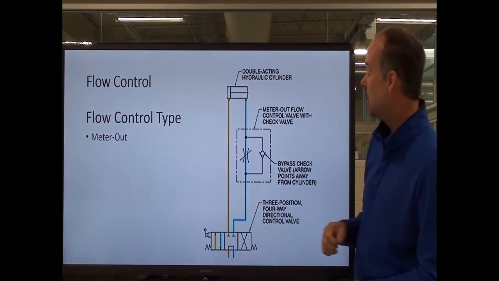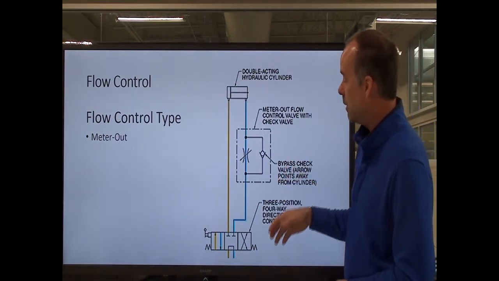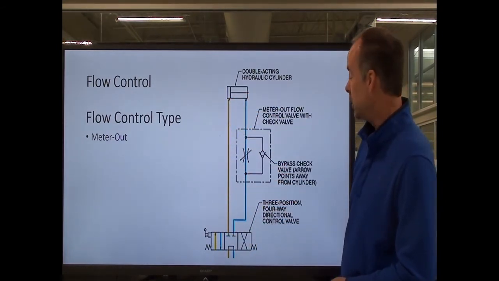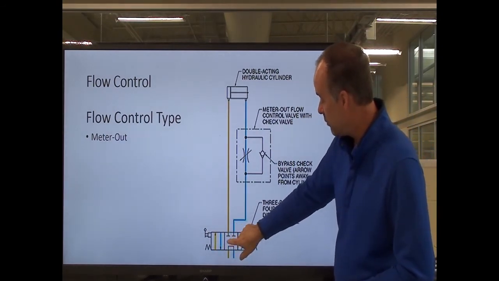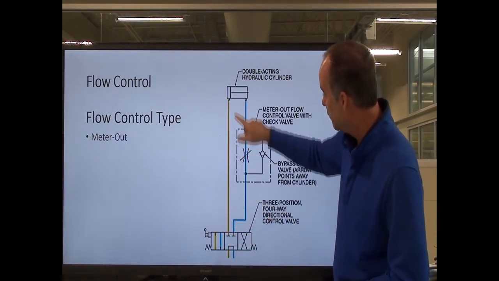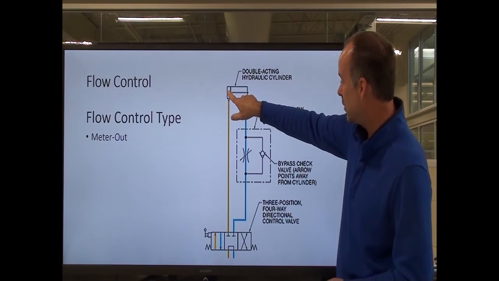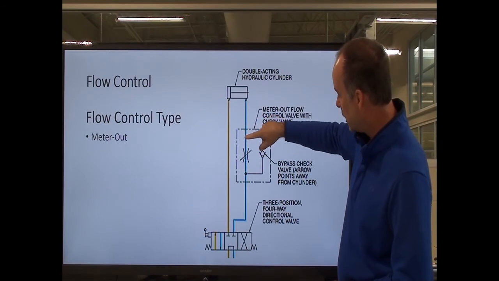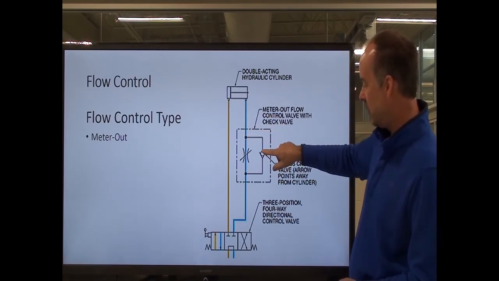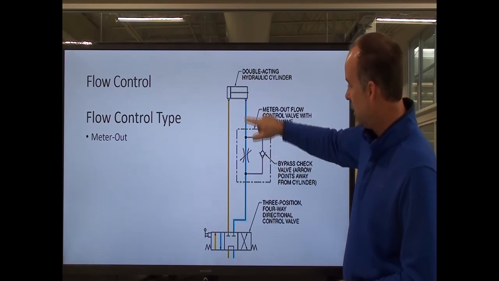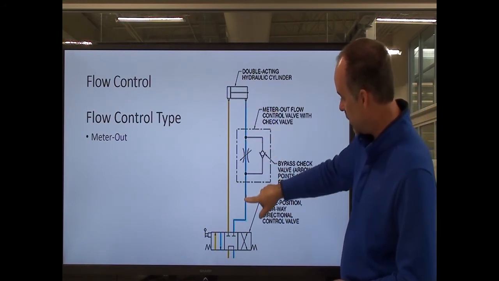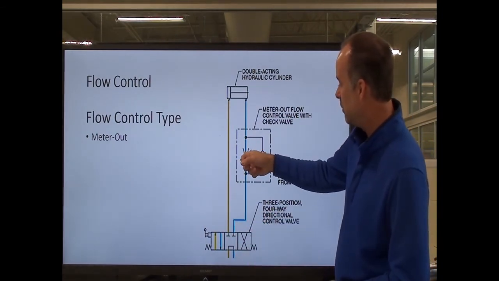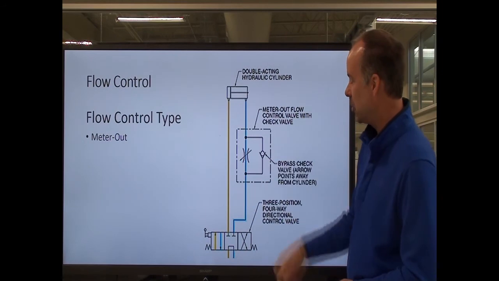Meter out is just the opposite. Instead of metering the fluid going into the actuator, now I'm metering the fluid coming out of my actuator. So if I shift my valve this way and put pressure here, I'm filling this end of my cylinder with pressure. This fluid is running back to the tank. So it comes down here and tries to go this way, but I've got a check valve, so I'm closing that off, and all the fluid leaving here is forced through my flow control, going back to tank. So I'm slowing the fluid leaving the cylinder and actually controlling the speed.